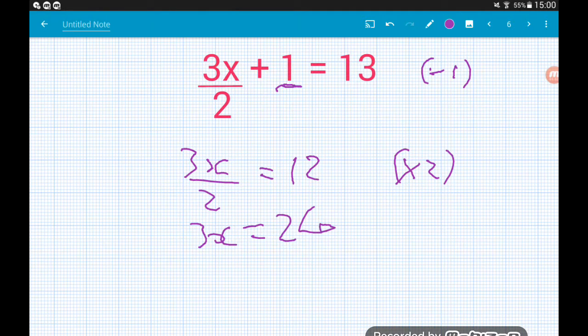So the number up on top of the fraction doesn't get multiplied by 2 there. Remember, it was already being divided by 2. So by multiplying by 2, we've cancelled out that division. So we've now got 3x equals 24. So to move the 3, we want to divide by it. And that will leave us with x equals 8, because 24 divided by 3 is equal to 8. Cracking.